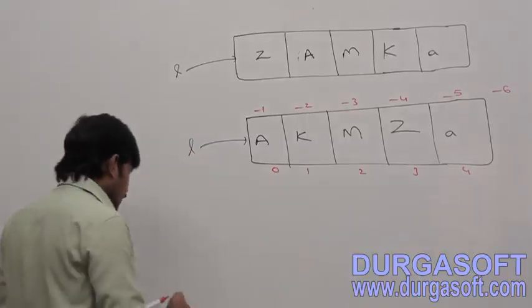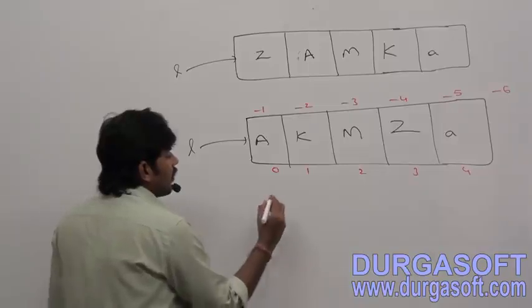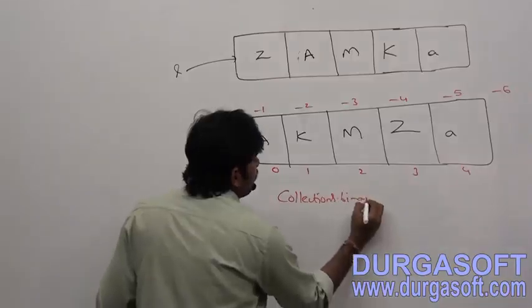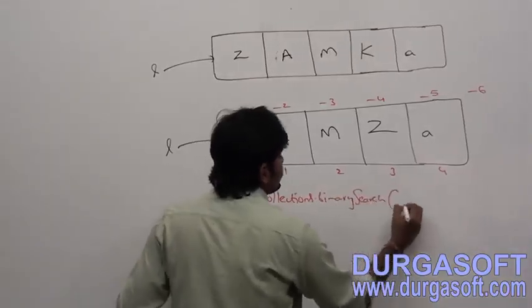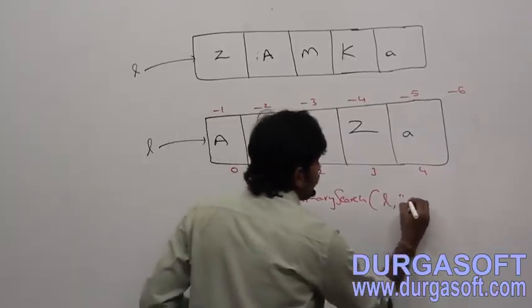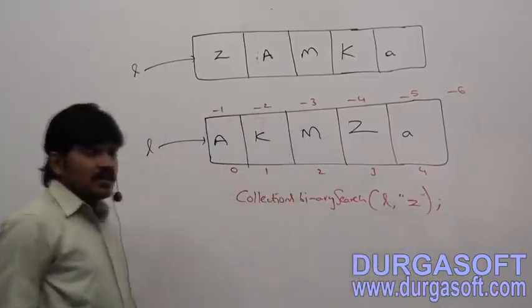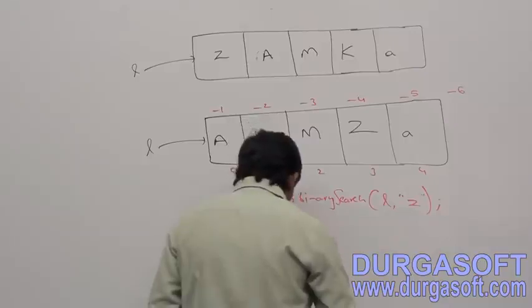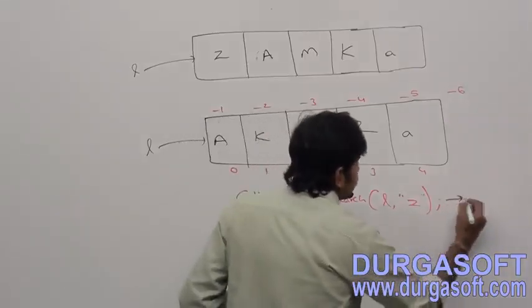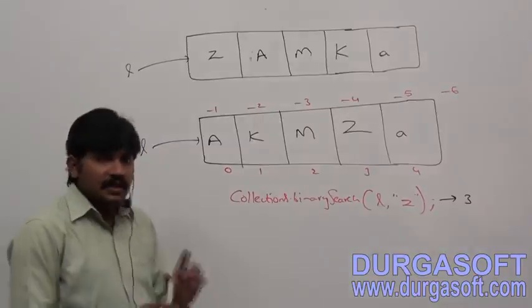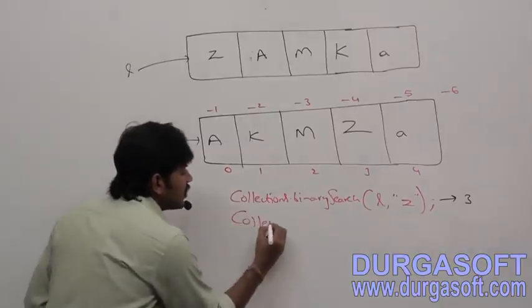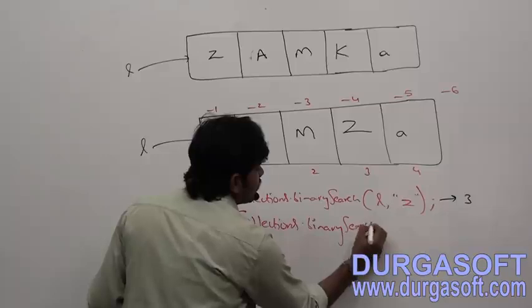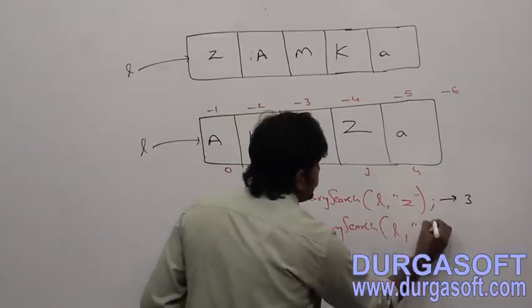Now I have to search. Can you spell out what we have to do? Collections.binarySearch of L, and search for what? Z. Sir, is it a successful search or an unsuccessful search? Successful, because Z is already there. Then what is the answer we are going to get? 3 itself is the answer. A successful search returns the index.